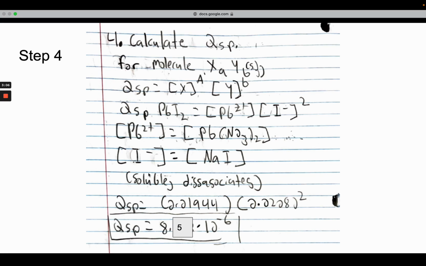Calculate QSP, and you do this for a molecule XAYB. The QSP would be the concentration of X to the power of A times the concentration of Y to the power of B. QSP of PbI2 is the concentration of lead times the concentration of iodide squared. The concentration of lead is equal to the concentration of lead 2 nitrate, because lead 2 nitrate is soluble, meaning it dissociates fully. And it's the same thing for iodide. And then you plug those values in. You get 0.01944 times 0.0208 squared. And you do the math and get 8.5 times 10 to the minus 6.